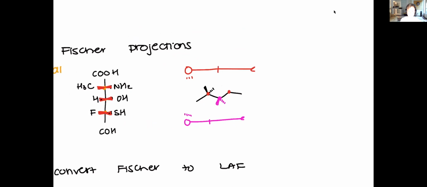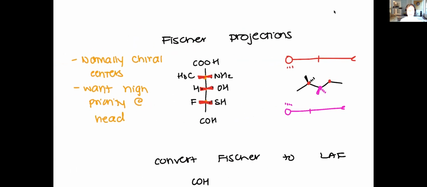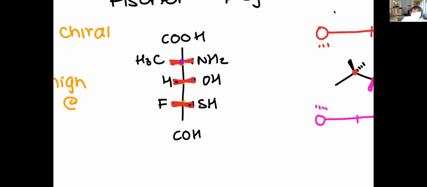So that's just a brief little introduction. As a note, these carbons where the legs branch off are normally chiral centers. I don't want to say always, but I would say about 80% of the time they are. So that's another thing you could use to your advantage with these types of problems. So I'm going to pull up MolView and I'll be right back.